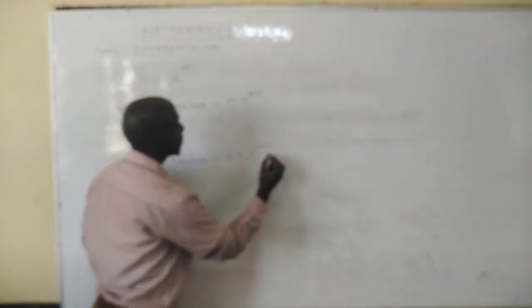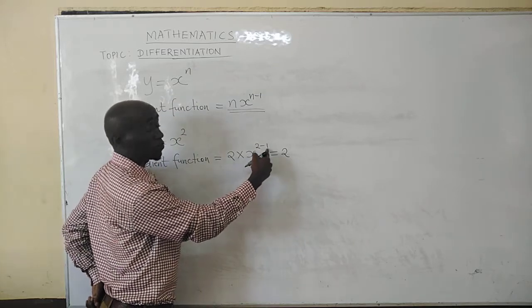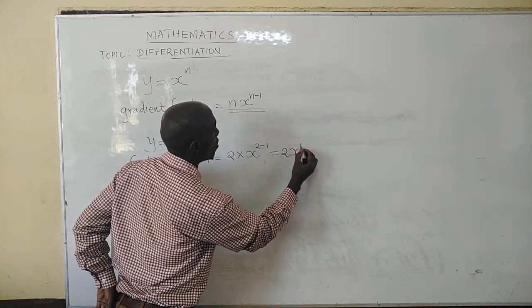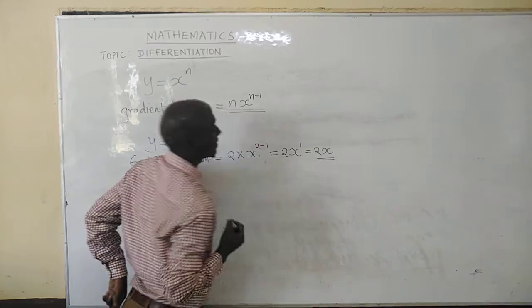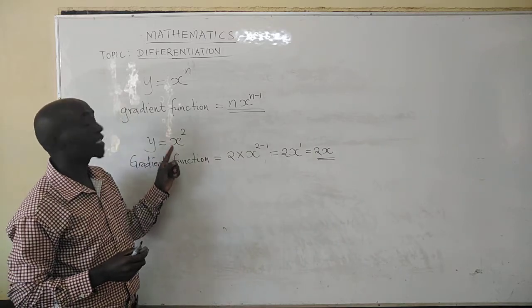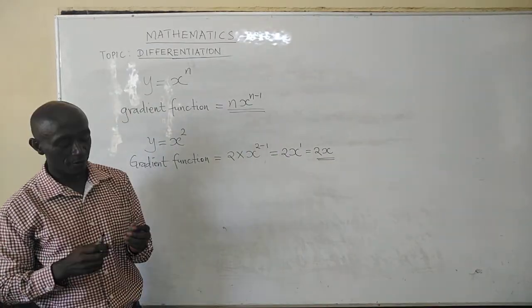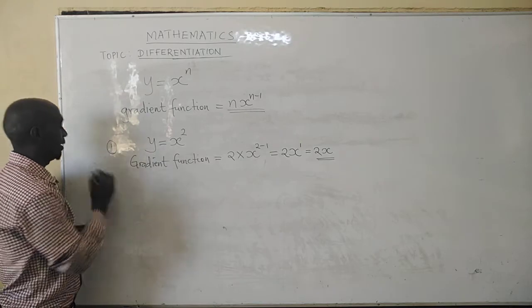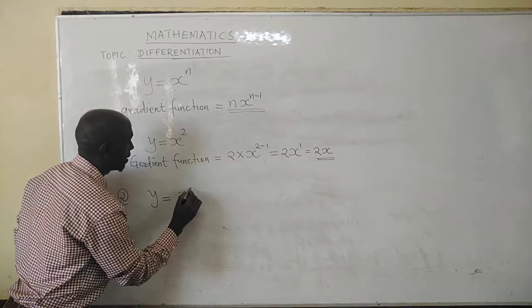If you simplify that, you get 2 times x power 2 minus 1, which is x power 1, because 2 minus 1 is 1. So we have 2x raised power 1, but remember x power 1 is just x. So the gradient function of y is equal to x power 2 is 2x. If you follow that formula the way it's supposed to be done. That is example 1. Let's look at another example. y is equal to x power 3.